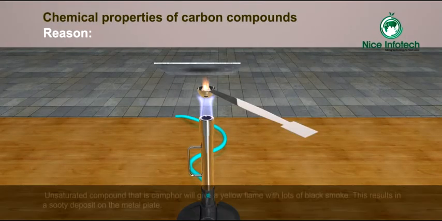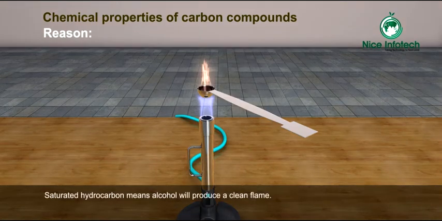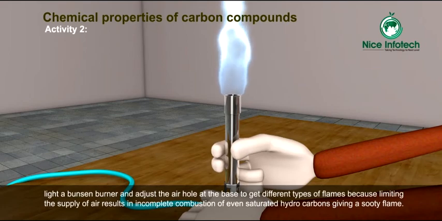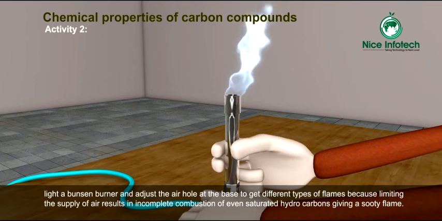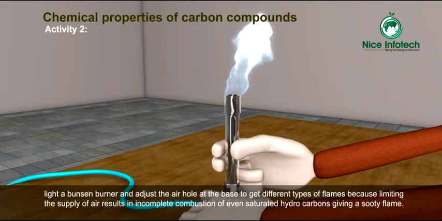Reason: the unsaturated compound, that is camphor, will give a yellow flame with lots of black smoke. This results in a sooty deposit on the metal plate. A saturated hydrocarbon, that is alcohol, will produce a clean flame. Activity 2. Light a Bunsen burner and adjust the air hole at the base to get different types of flames, because limiting the supply of air results in incomplete combustion of even saturated hydrocarbons, giving a sooty flame.